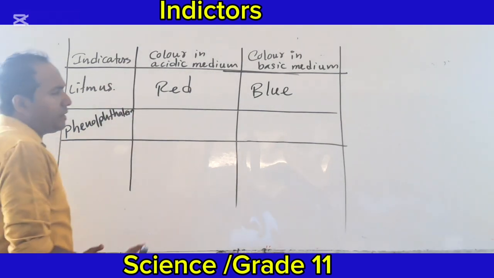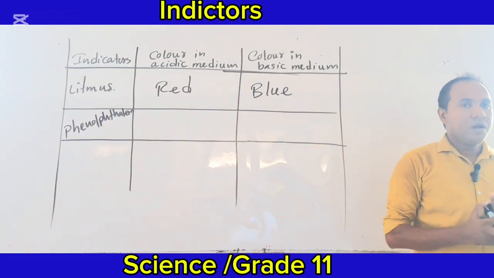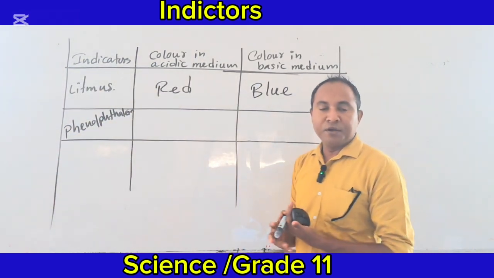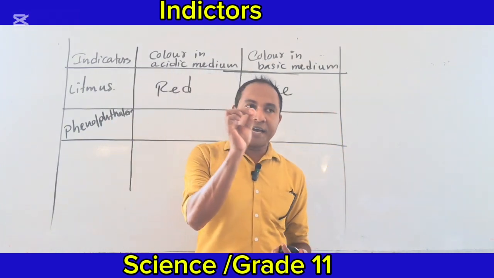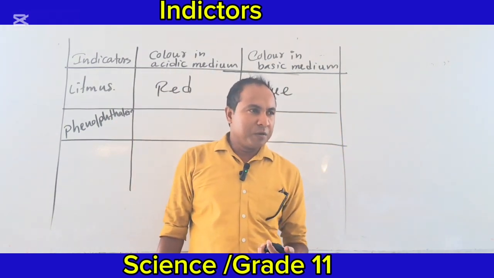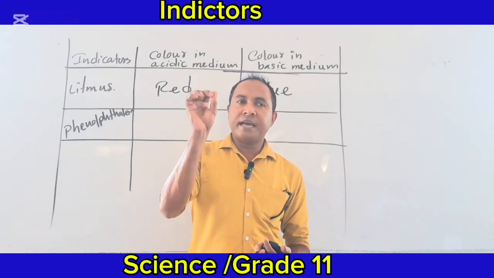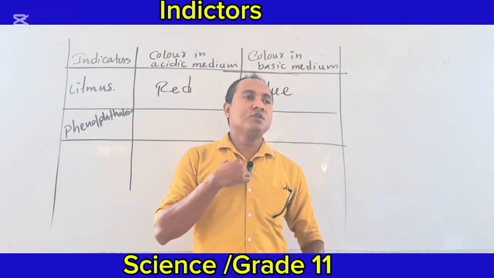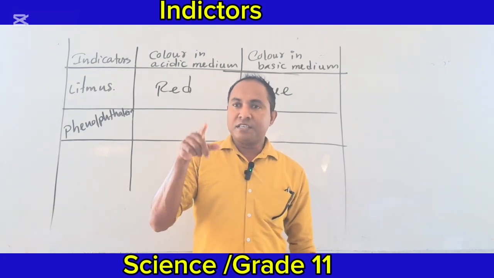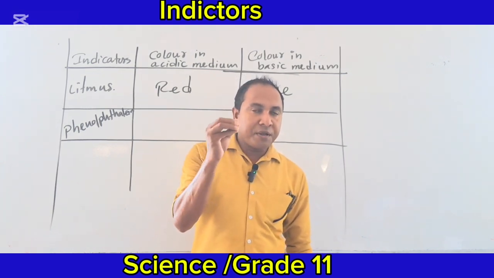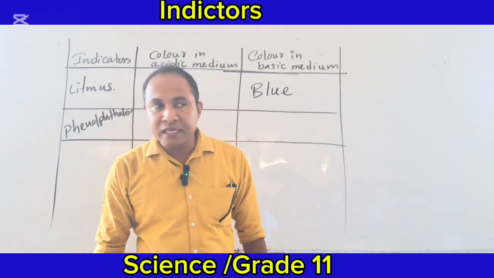Now tell me, how does phenolphthalein exist in the laboratory? Phenolphthalein is a white colored powder. Now, if we use phenolphthalein to identify acid and base, firstly we should prepare the phenolphthalein solution.